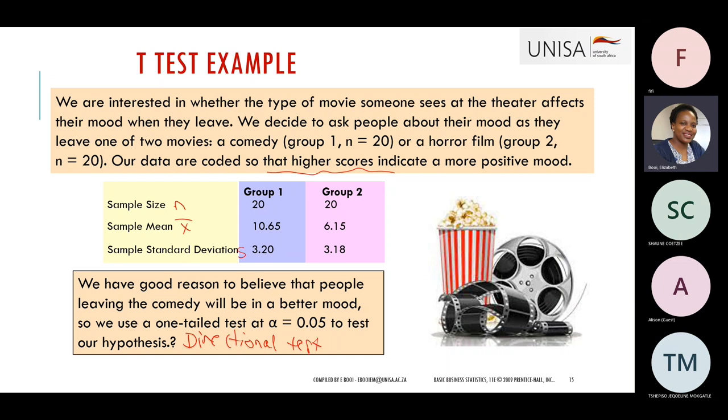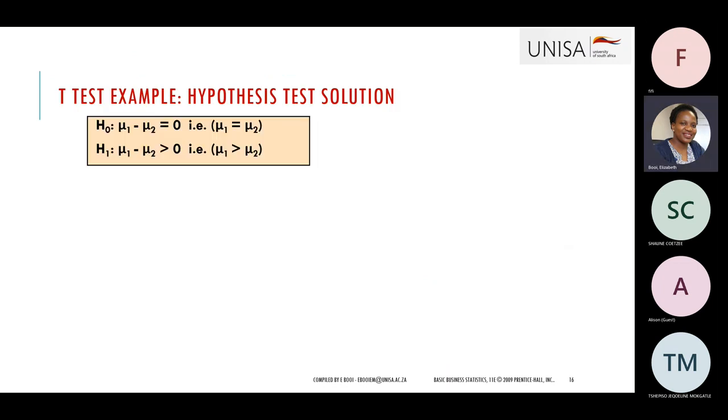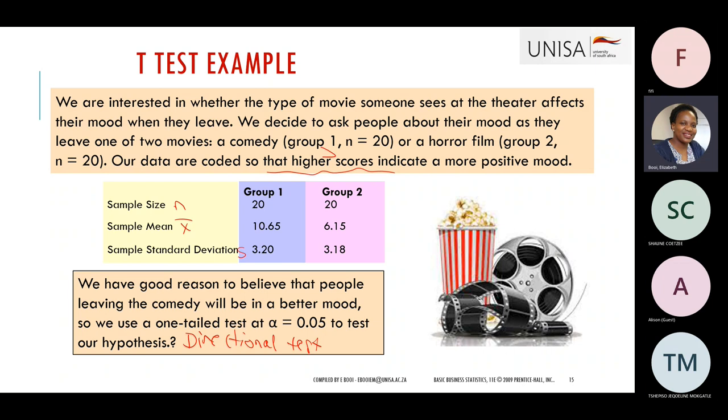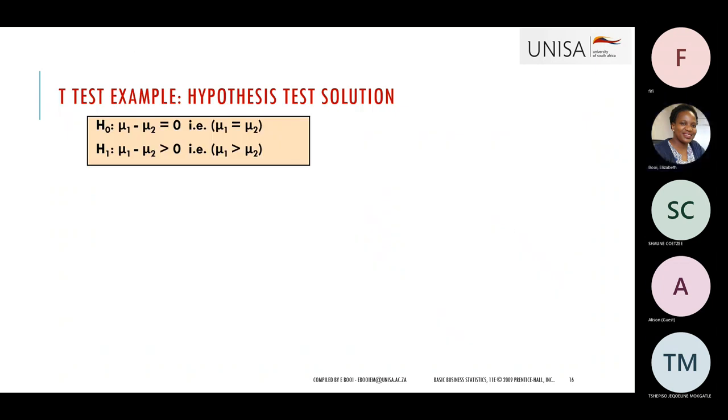Okay, so let's start with our hypothesis testing. Step number one, we need to state our null hypothesis and our alternative. Our null hypothesis, we know that the hypothesized difference in means will always be equal to zero. And because we're doing a one-tailed test and we know that it said higher, that's the first thing that you need to also notice. Higher means greater than. So our alternative hypothesis will say the difference between mean 1 and mean 2 will be greater than 0, or mean 1 is greater than mean 2. Remember, mean 1 is our comedy and mean 2 is our horror.